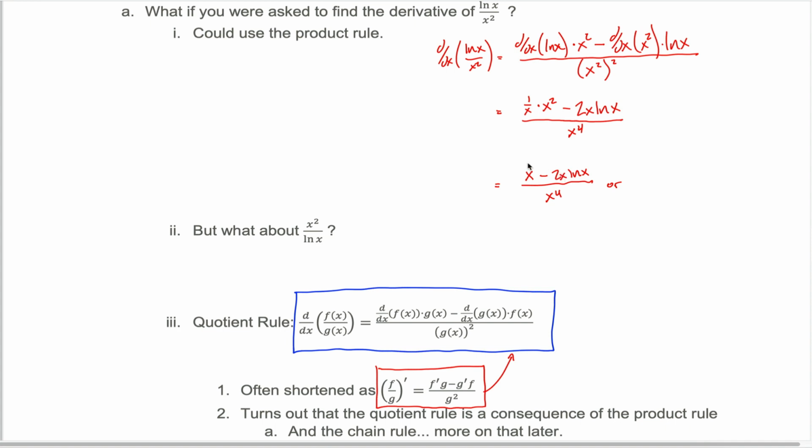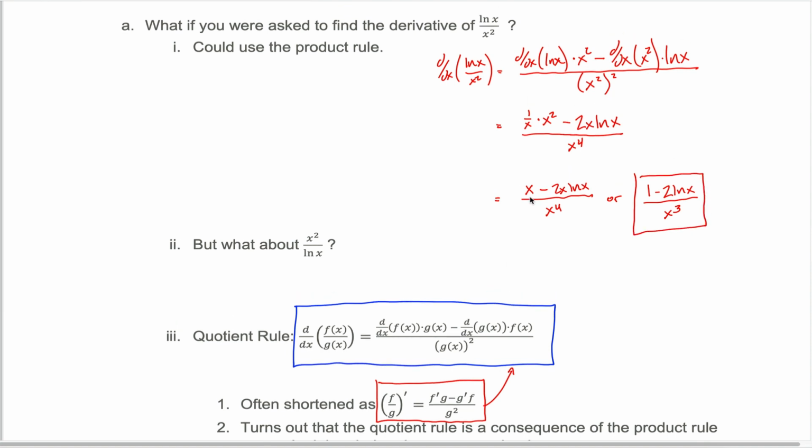However, it's worth pointing out that each of the terms up in the numerator have an x in them. So I could factor out an x from each of those terms and cancel it with an x in the denominator. And that would give me 1 minus 2 times the natural log of x divided by x cubed. Either answer is fine, although I think this one's a little bit better. That is the quotient rule.